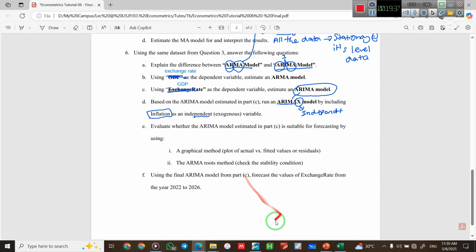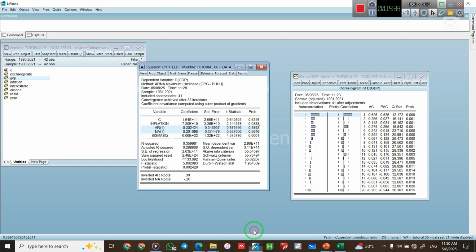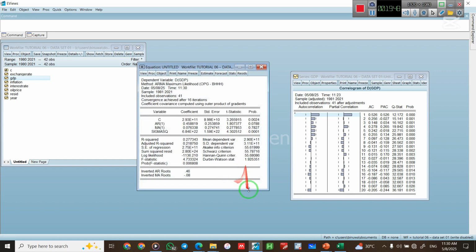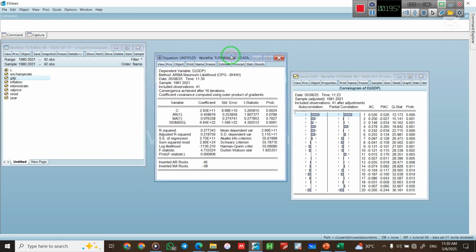So first I'm going to eViews and rerun the ARIMA model. To do that, I will remove the inflation from this equation and then press OK. So this is your ARIMA model, right? So to identify whether this is suitable for forecasting, there are two methods that you can use. You can either use a graphical method or you can use ARMA roots, right? So first we are going to discuss the graphical method.